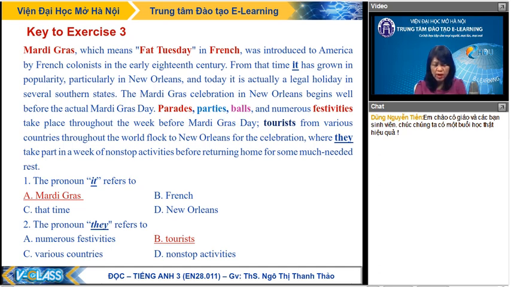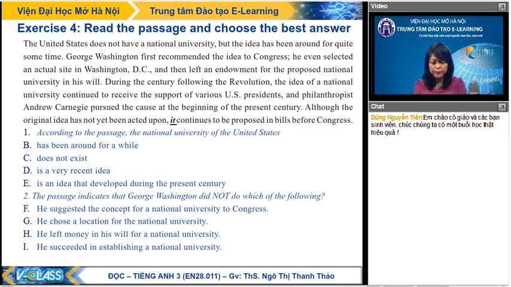Both countries and tourists here are plural nouns. But you see, where they take part in a week of non-stop activity, countries cannot take part in a week. So they here must refer to people, not to places. So the answer to question number 2 here is tourists. B is the correct answer. Okay, so you know that. Thank you. So come on with the next point.